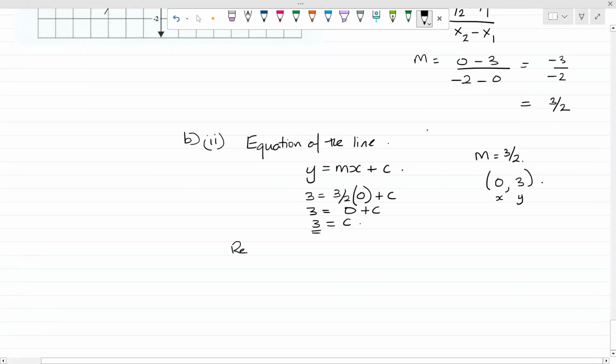Now we have to rewrite. We want to fill in the values for m, that's 3 over 2. Put back the x, put back the equal sign, put back the y, and c, which is now plus 3. So this is the equation of the line PQ.